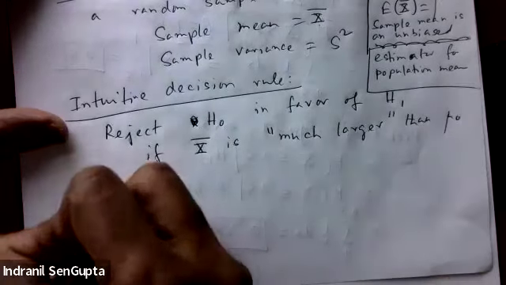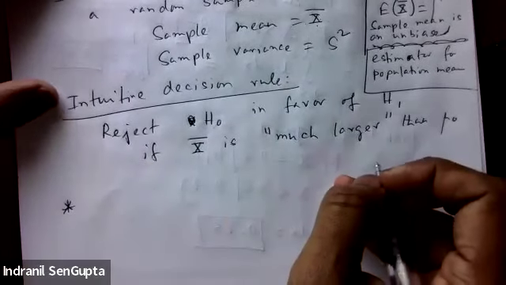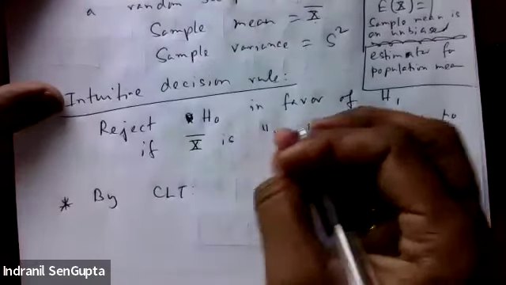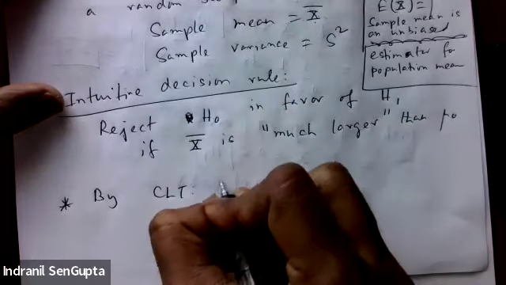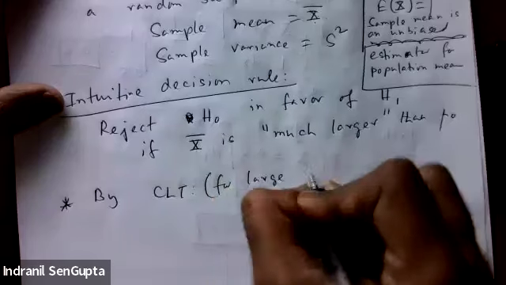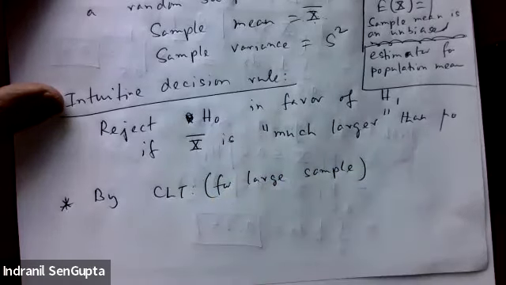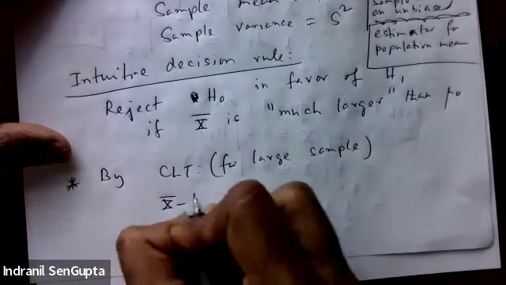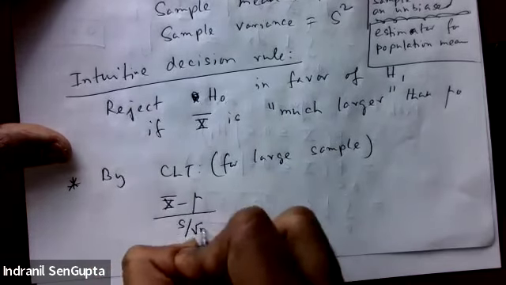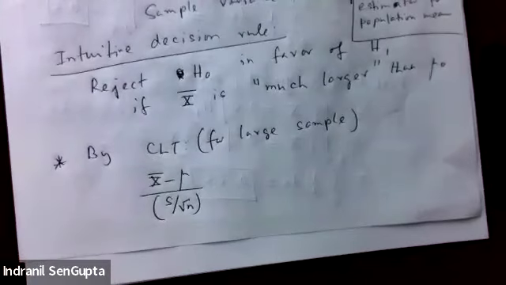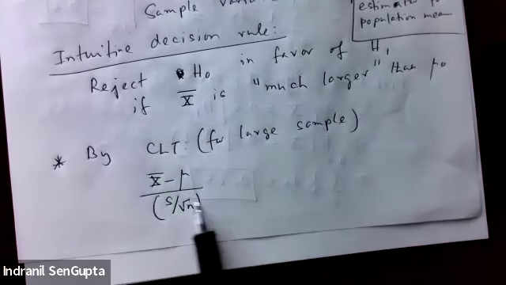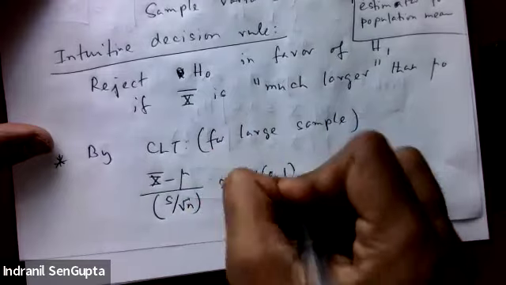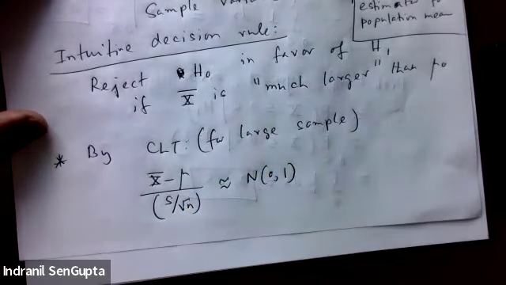Now I'll try to formalize it. We know by the central limit theorem, for a large sample, that means when n is large, X bar minus mu over S over square root of n follows approximately the standard normal distribution. So that's the content of the central limit theorem.